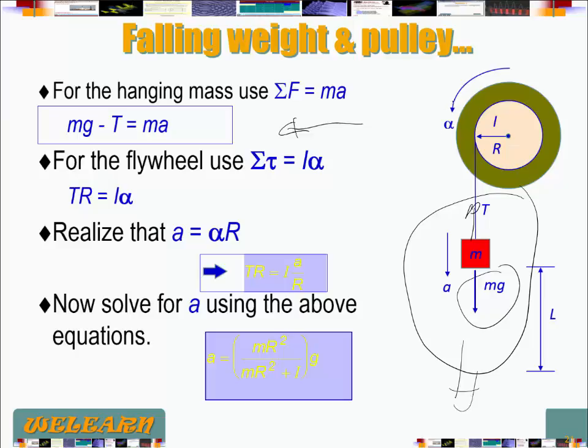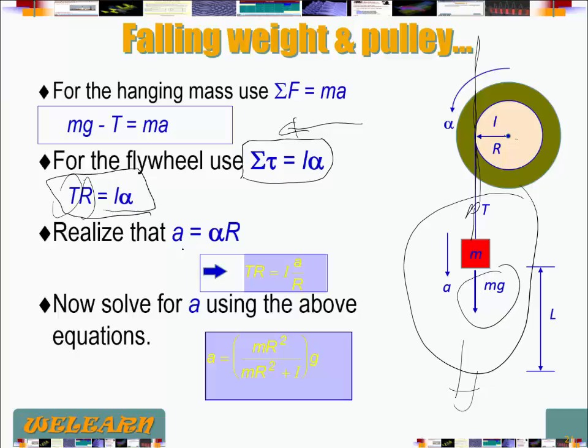Now, for the flywheel pulley combination, the sum of all torques is equal to I alpha. We have only one torque, the torque due to the tension here. The line of action of the tension is here. So note here, it is the radius of the pulley, not the radius of the flywheel, that is our lever arm. So T times R, and it is rotating in the counterclockwise direction, so it is positive, and should be equal to I alpha.